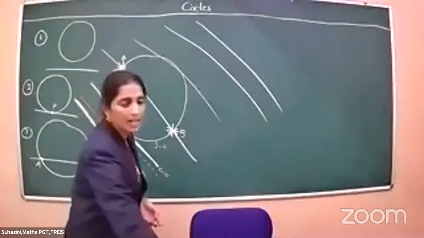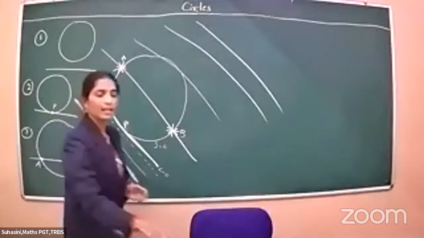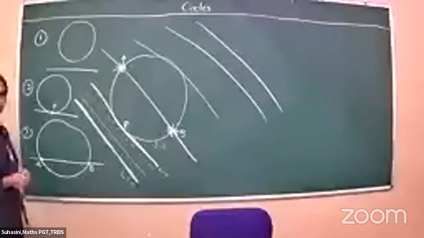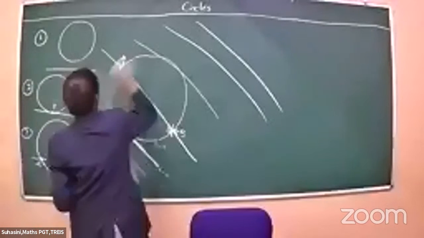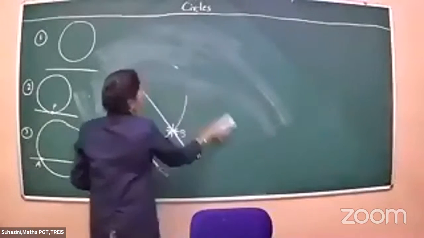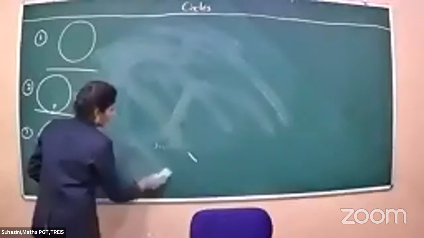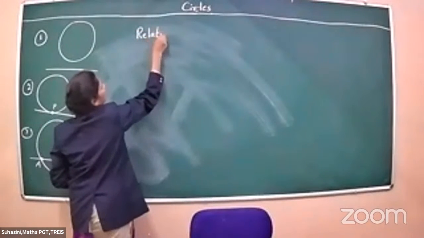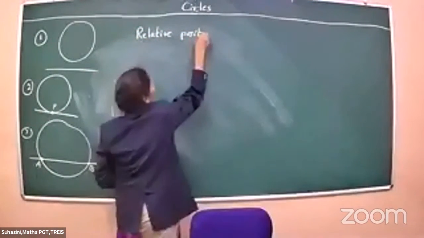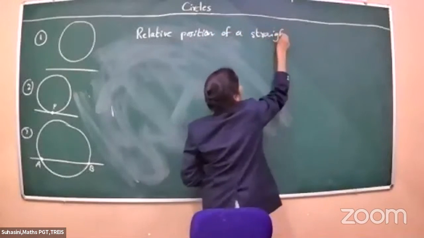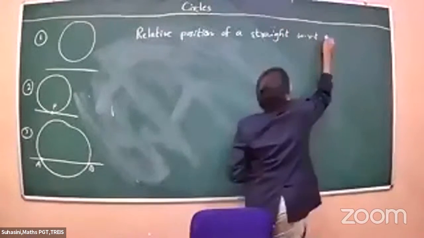So this helps us to understand the relative position of the straight line with respect to the circle. This topic is about the relative positions of a straight line with respect to a circle.